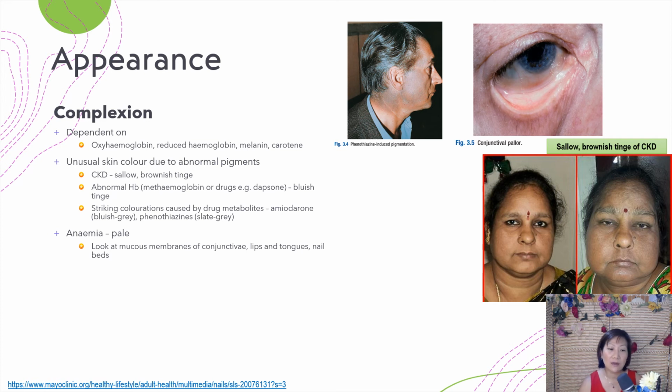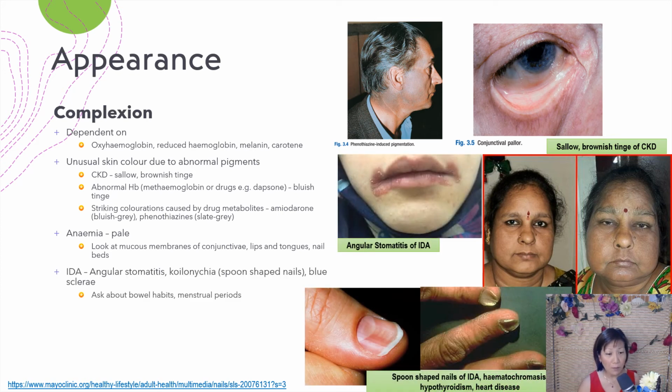There are also anemia type patients where you pull down the conjunctiva. They look a bit pale. The mucous membranes of the conjunctiva look pale. They've also got pale lips as well as tongue, and also the nail beds tend to be pale. People with iron deficiency anemia can present with angular stomatitis, which is what you see in the picture in the middle over there, koilonychia, which is spoon-shaped nails, and blue sclerae. So it's important to maybe think about asking about bowel habits as well as menstrual periods.